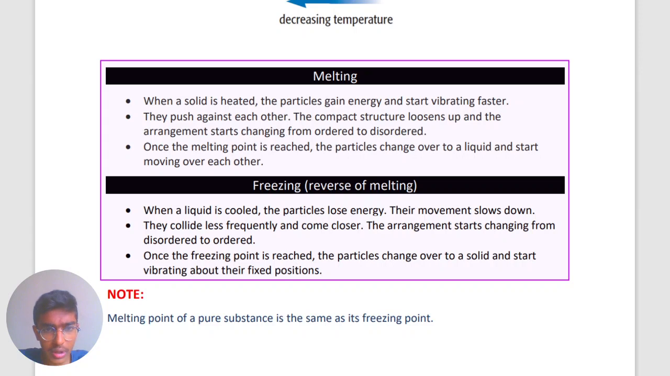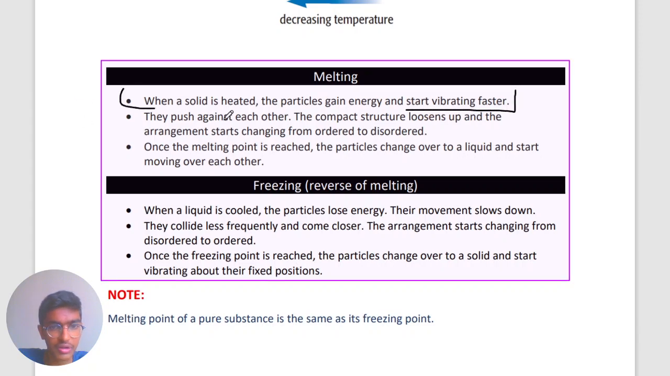Melting: when a solid is heated, the particles will gain energy, because of the kinetic theory, and therefore they will vibrate faster. This sentence is just talking about kinetic theory. They push against each other, the compact structure loosens up, and the arrangement starts to change from order to disorder. Because of the collisions, it will change the order, and it will melt, for example, from a solid to a liquid. Freezing is the opposite of melting. When the liquid is cooled, when I reduce the temperature, the particles will lose energy, and when they lose energy, the movements slow down.